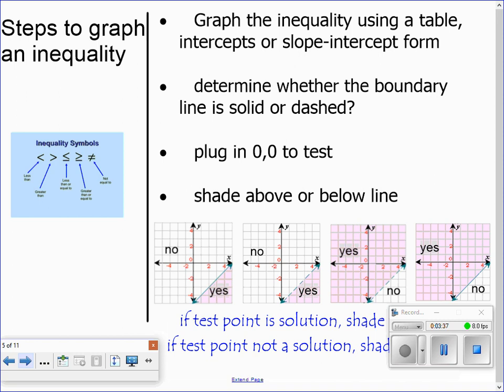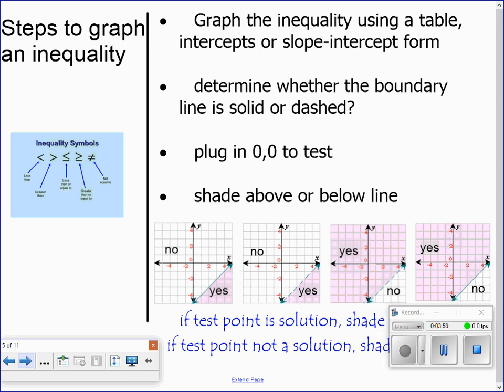When we're graphing an inequality, our steps are to graph the inequality. You can use a table. You can use the intercepts if it's in standard form. You can use slope-intercept form. So you can use the three ways that we graph any linear equation to also graph the linear inequality. The biggest thing here is that you want to determine whether the boundary line should be dashed or solid.